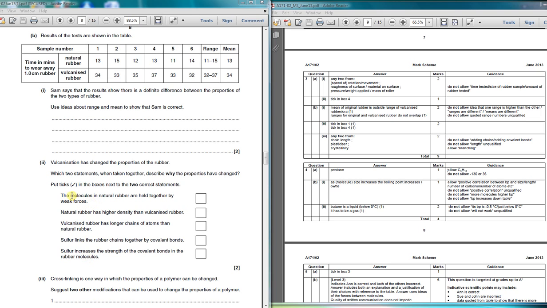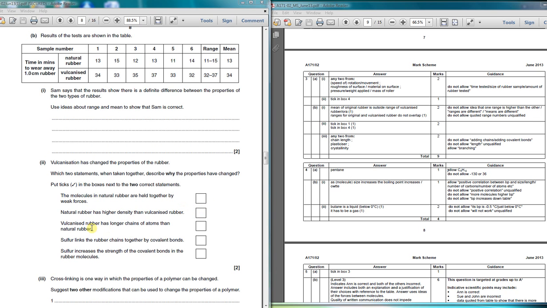Okay, so the molecules in natural rubber are held together by weak forces. That makes a lot of sense. That's why the natural rubber would be worn down easily. So that could well be true. Natural rubber has higher density than vulcanized rubber. Doesn't make any sense. If the natural rubber had a higher density, it would probably be harder wearing, so we're thinking that one is not true.